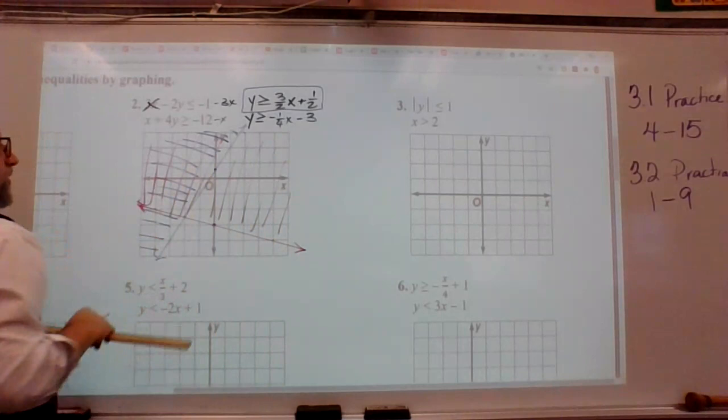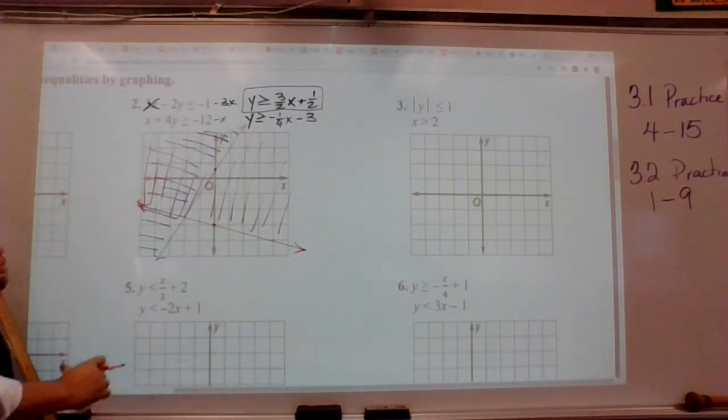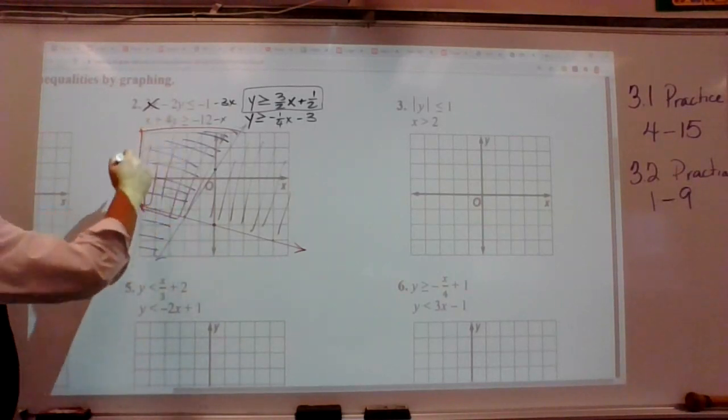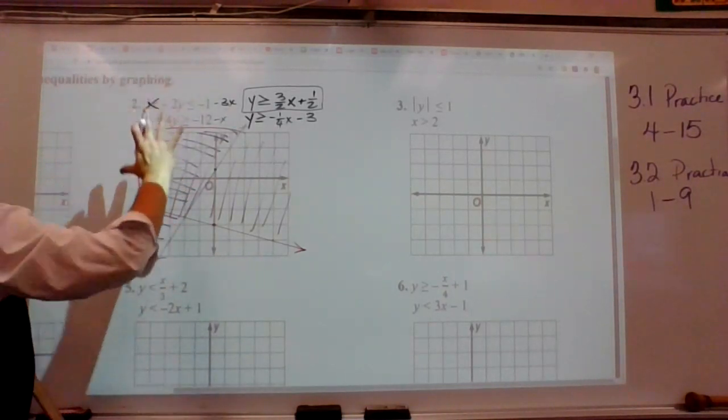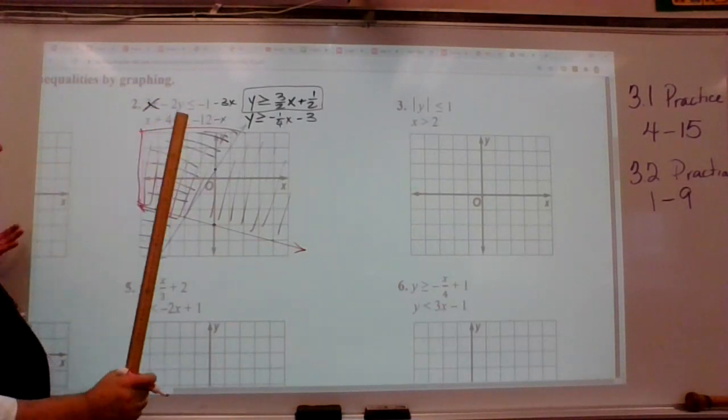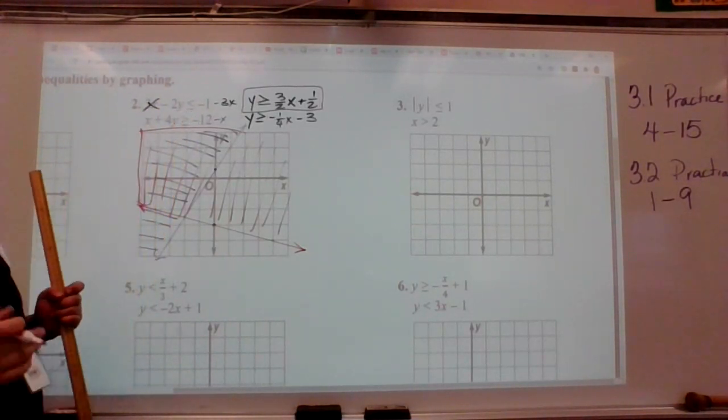And I stayed away from this line because I didn't want to erase it with my new one. This is my bounded region. These are all solutions, and anything above and to the left. That's it. That's how you do it.